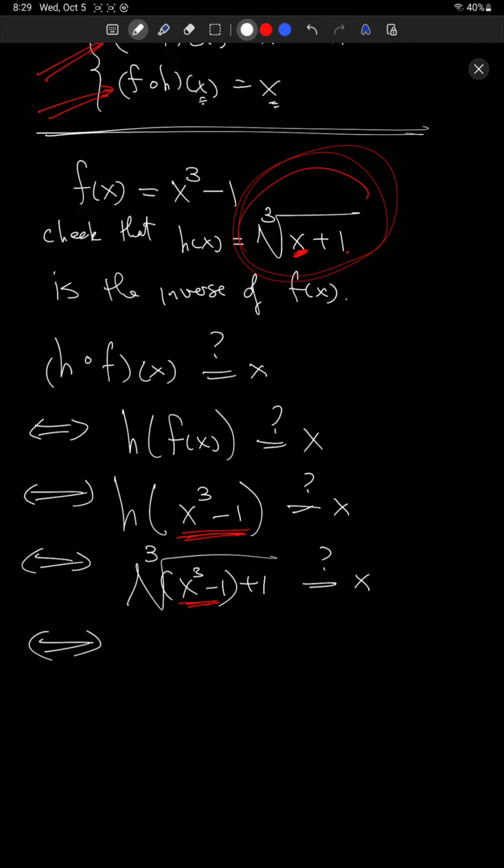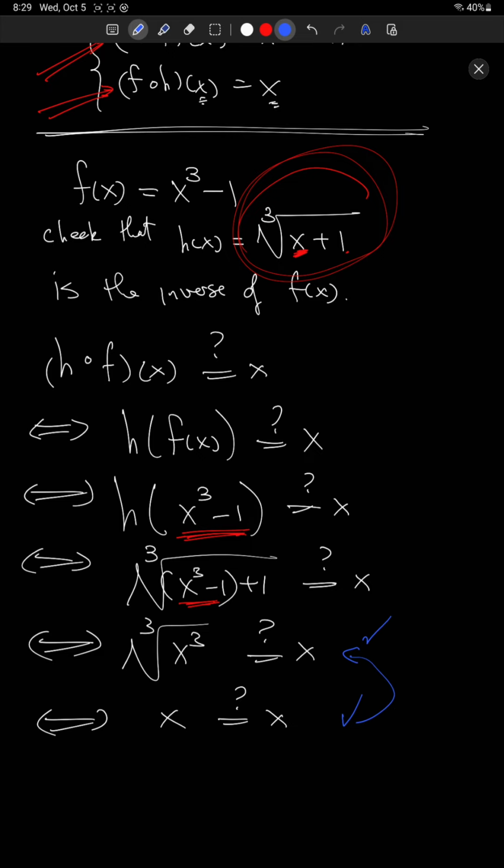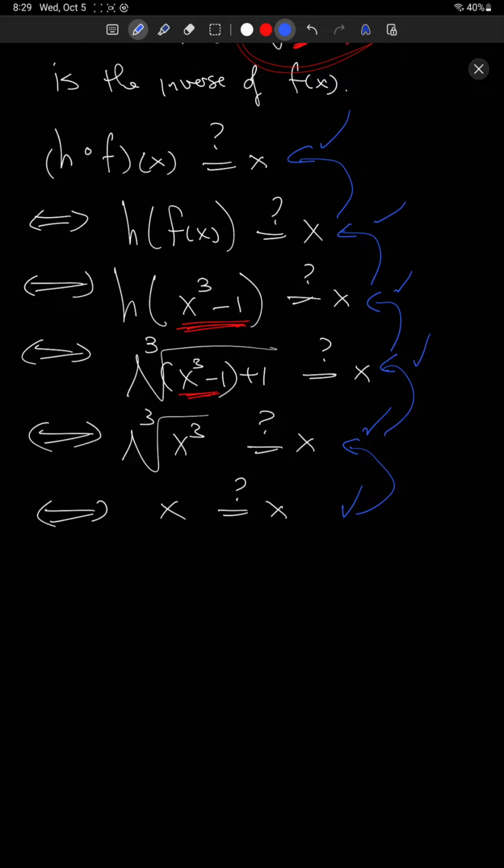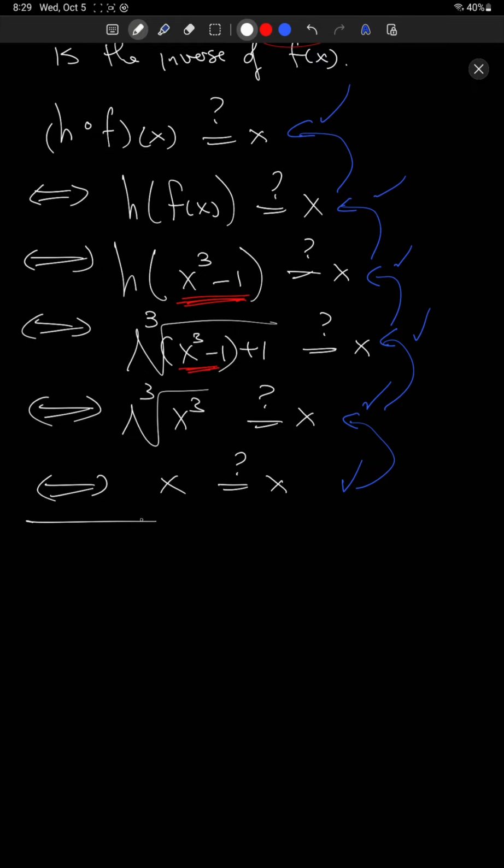And now we can actually do some computations. Minus 1 plus 1 cancel, so I end up with cube root of x cubed. Is this equal to x? Well, cube root of x cubed is x, and so this one is yes. Of course, as usual, the way we technically argue it is because this is yes, then that is yes, and so on down the line. And so we can try the next step.